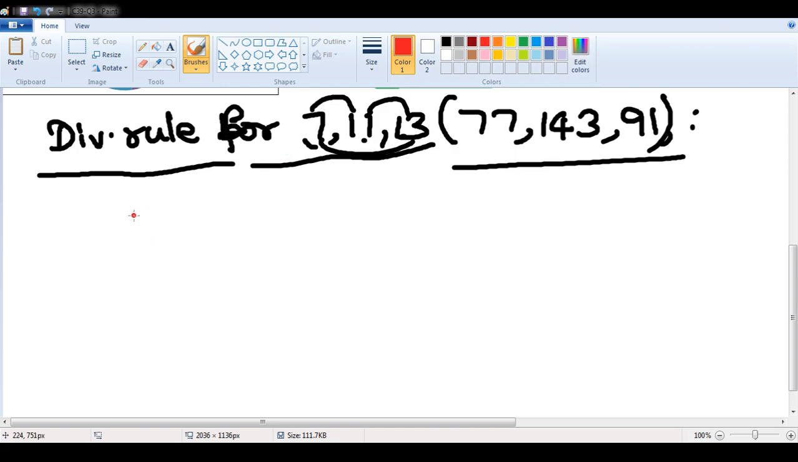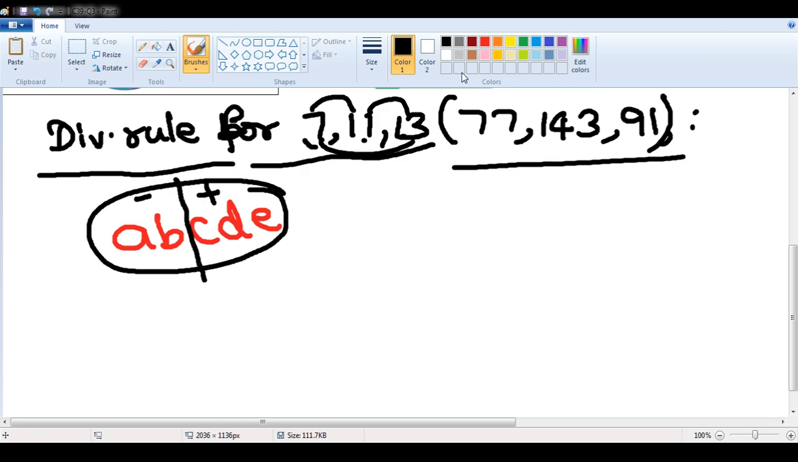That says that start from the rightmost digit. Suppose there is a 5-digit number A, B, C, D, E. Start from the rightmost digit. After 3 places, put a slash. After 3 places, add and subtract alternatively, and then divide that smaller number by 13.